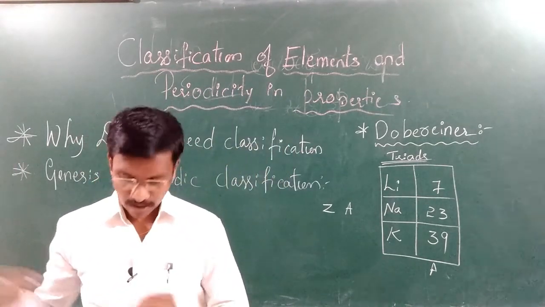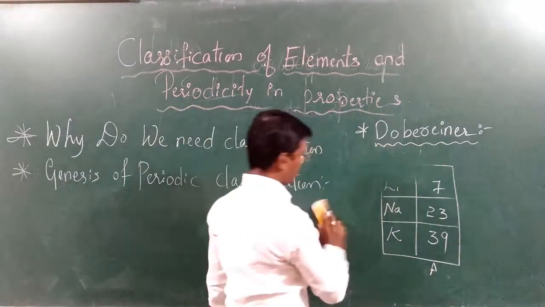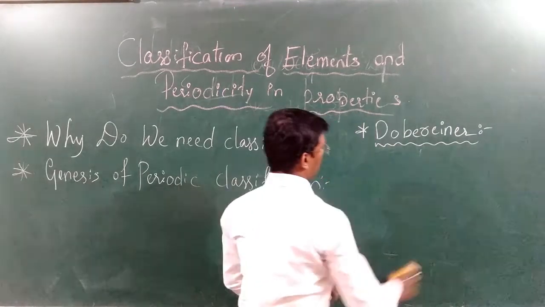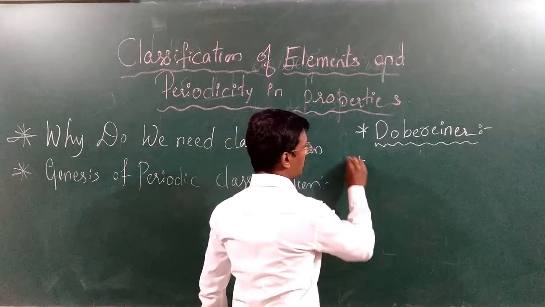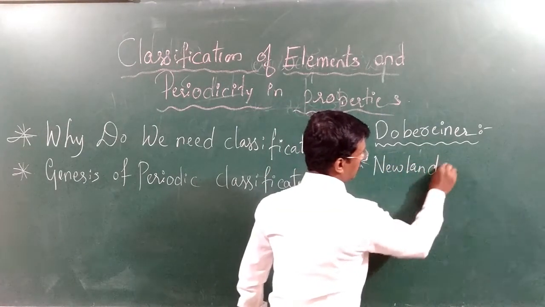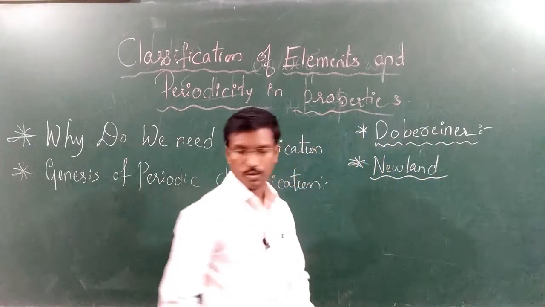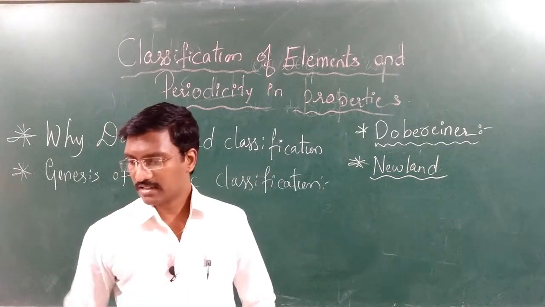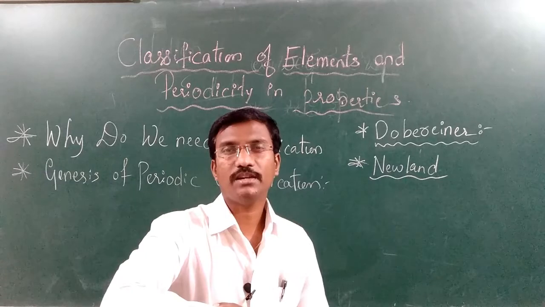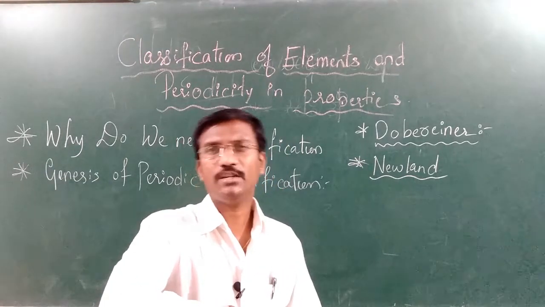The next person after him, the second one, is the great scientist Newlands. Newlands is the name of the scientist, and we call this Newlands' law. Newlands gave a very important concept, but he failed because of a very silly mistake.